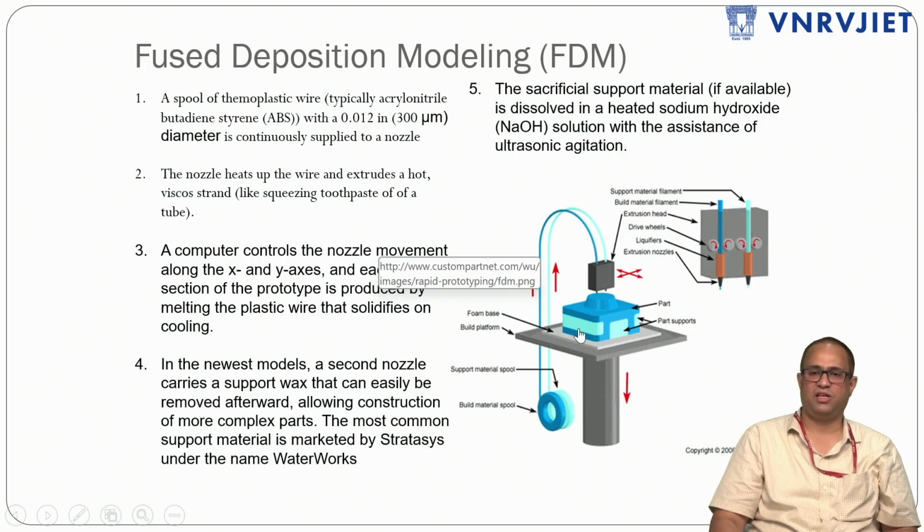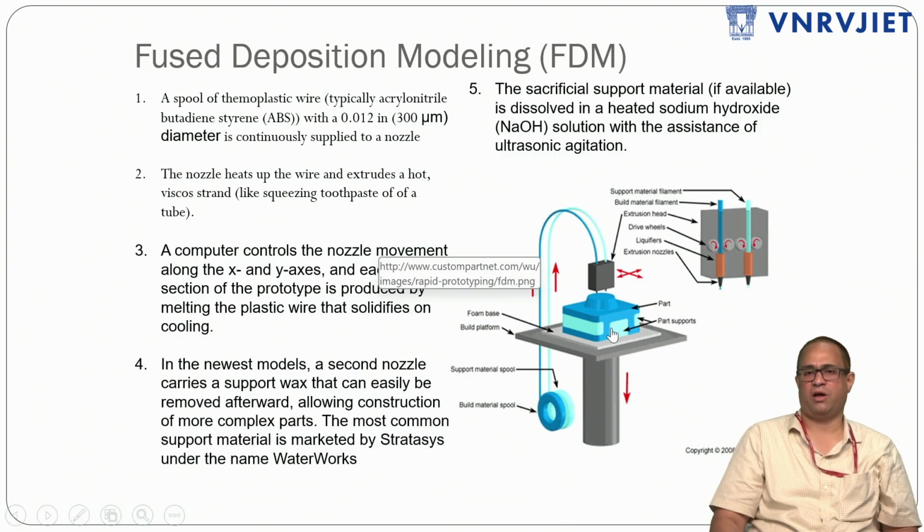As soon as the first layer is done, the elevator platform is going to move downwards. Then this extruder is again going to deposit material on the previous layer. Like this, for each and every layer, the elevator platform moves downwards, and after finishing all the layers, the part is taken outside. So this is the working principle of fused deposition melting. Here the material is going to be fused and deposited, which is why it is called fused deposition melting.